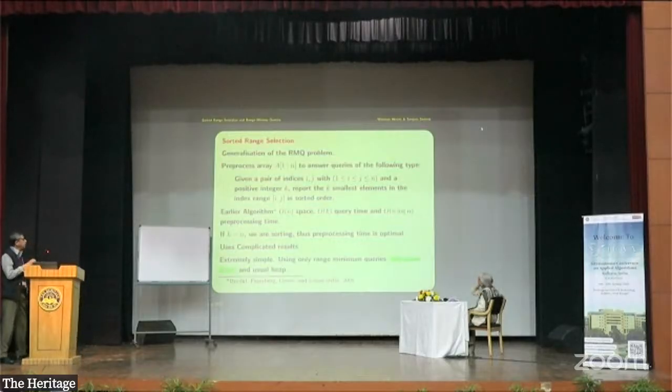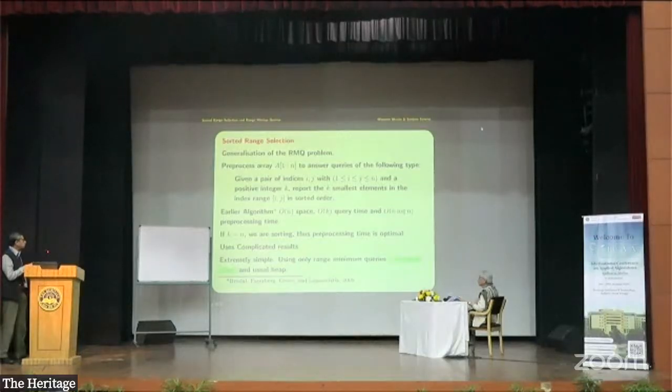In sorted range selection, we are given an extra index k and we'd like to report the k smallest items in order between a_i and a_j. So here the difference is we have to report k items in order instead of just one item. So this is a generalization of the previous problem.